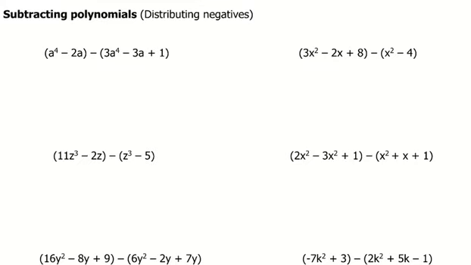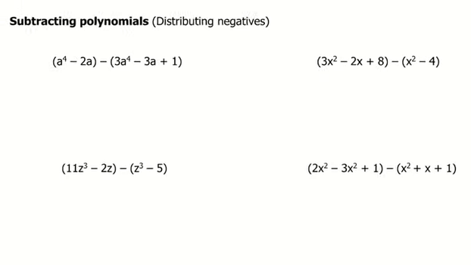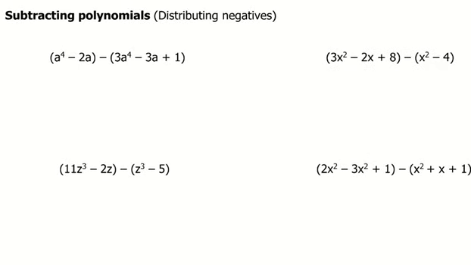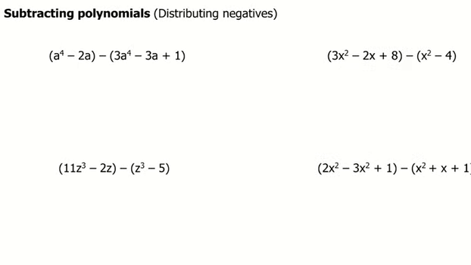Okay, next we're going to subtract polynomials, which is really just going to come down to distributing a negative and adding. Okay, so I'll show you how to do the first one. You have a to the 4 minus 2a. Remember, subtracting is like multiplying by negative 1 and then adding. Okay, so negative 3a to the 4th plus 3a minus 1. Okay, and now we're looking for the matching powers of a.